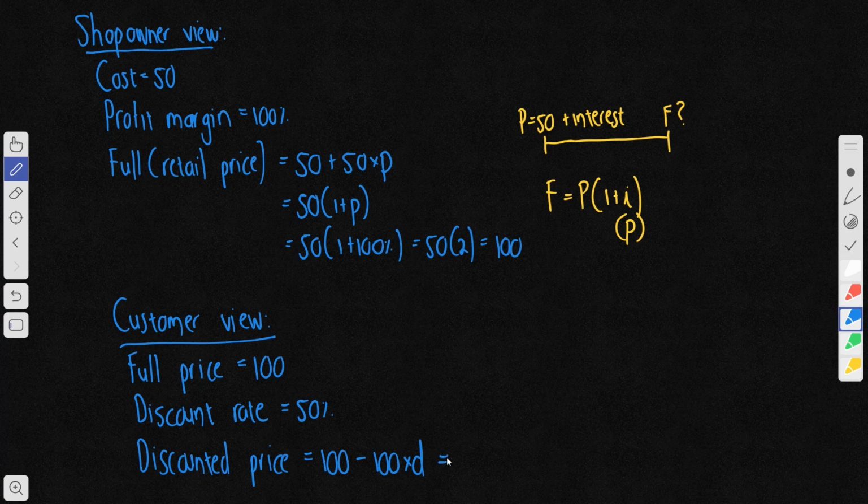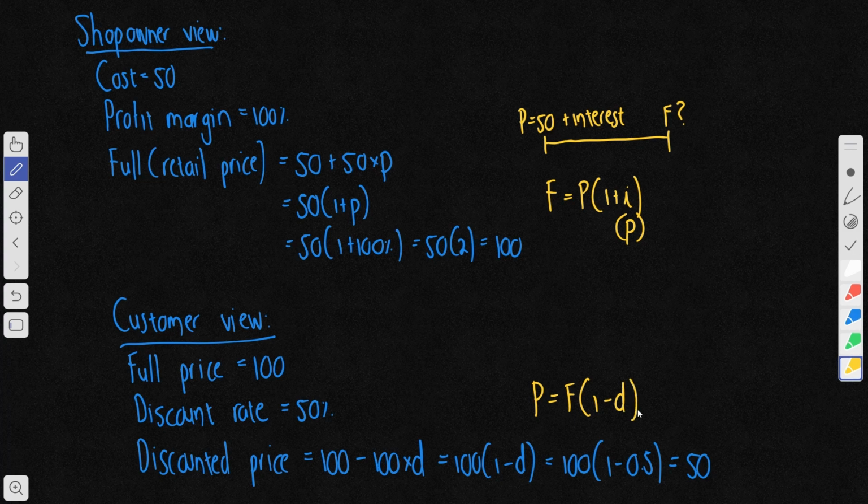Mathematically, we can write this as 100 times 1 minus the discount rate. If we substitute for d, that becomes 100 times 1 minus 0.5, and that means that the price we pay for the shoes is $50. Now this formula is exactly the same as a present value formula when we are working with discount rates. And just a reminder, future value times 1 minus d gives us the present value.